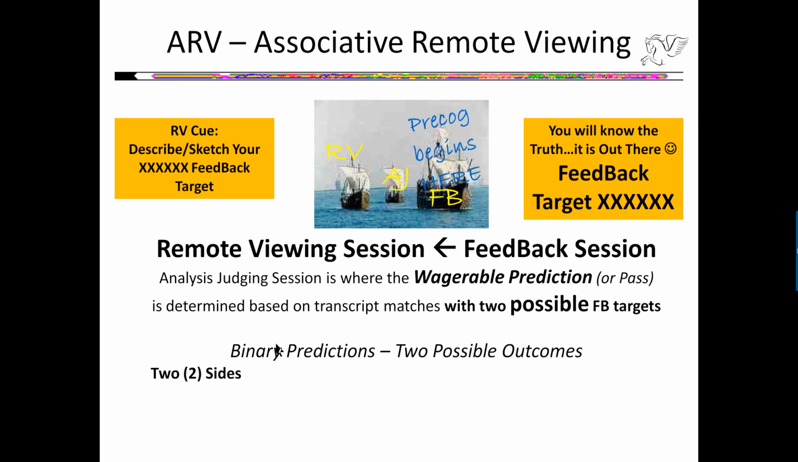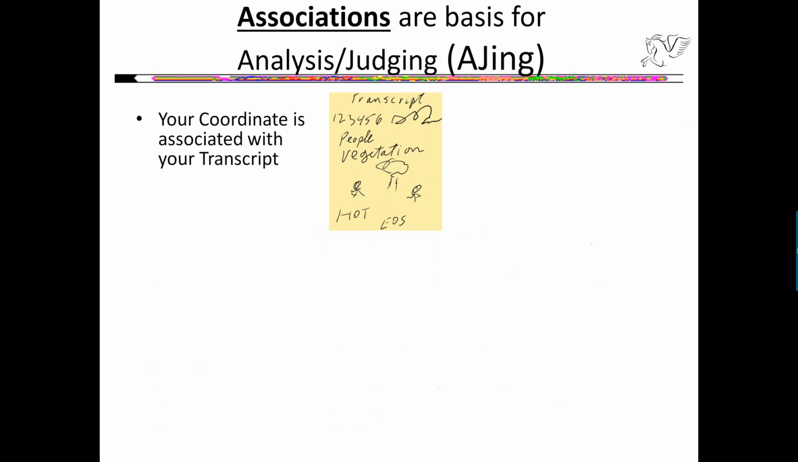Now, we're doing binary predictions, so I think I've already talked about these kinds of examples. Let's go a little further here and try to connect this up with what you actually will be doing. You will be getting a coordinate, same example, and that coordinate is associated with your transcript. As I've said, the computer randomly associates that coordinate with, in the sporting examples, over or under.